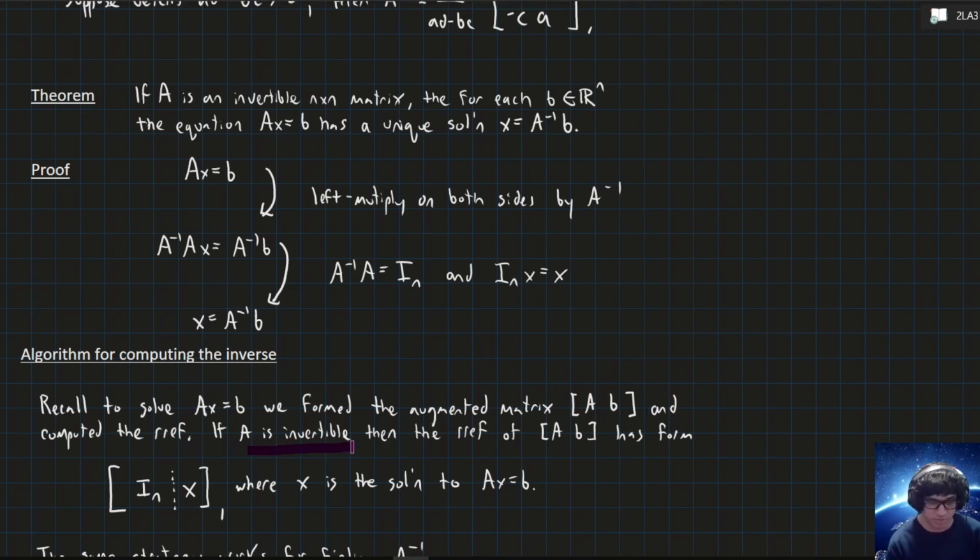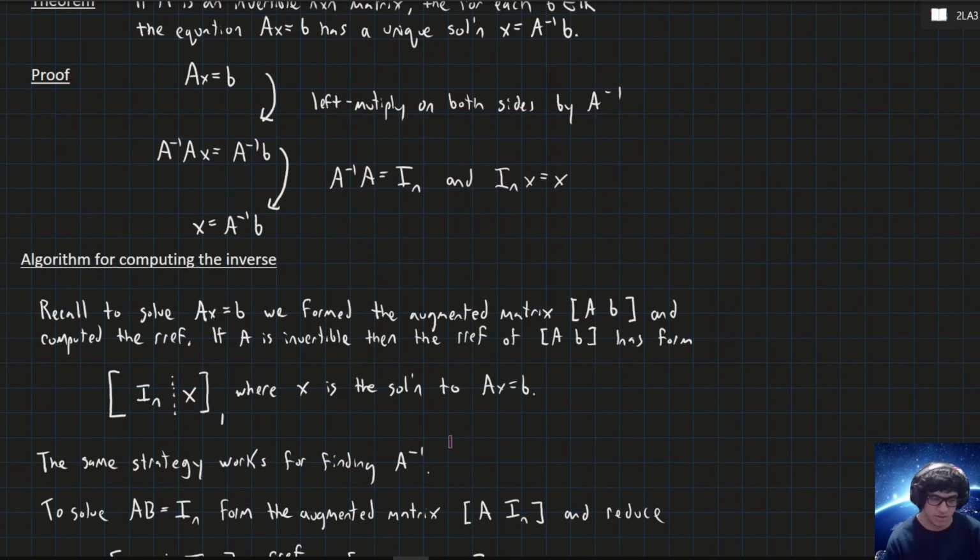If A was invertible, then we got a nice solution, right? If A was invertible, then we got the identity matrix where A used to be in the reduced echelon form, and where B used to be now is the solution to AX equals B. Right? We could read the solution for X right off of here. So that was the strategy for solving AX equals B using the augmented matrix. And the same thing works for finding the inverse.